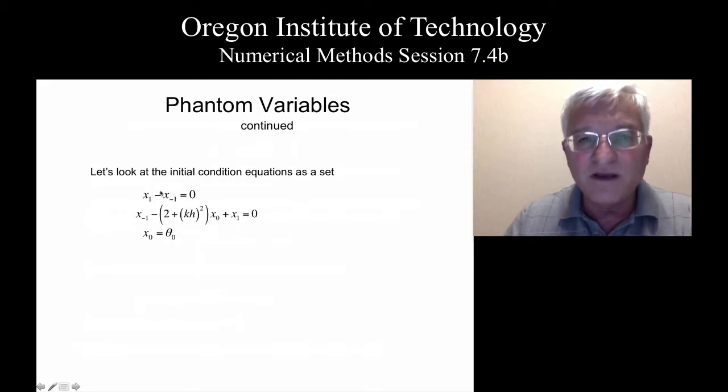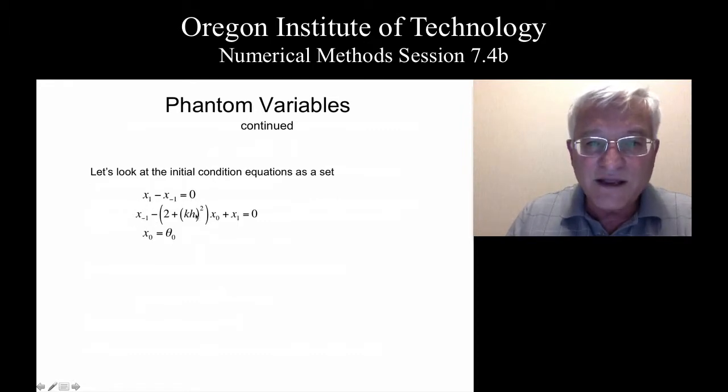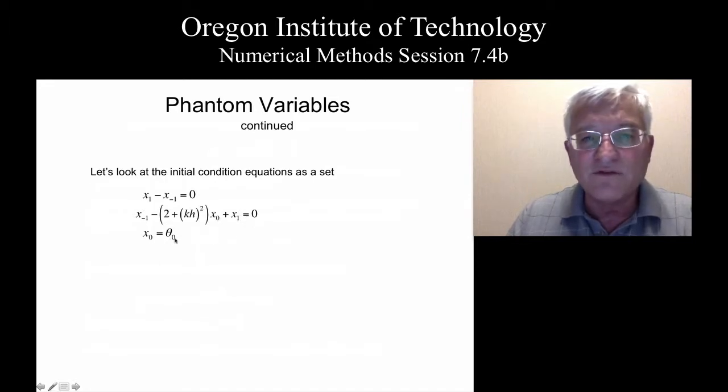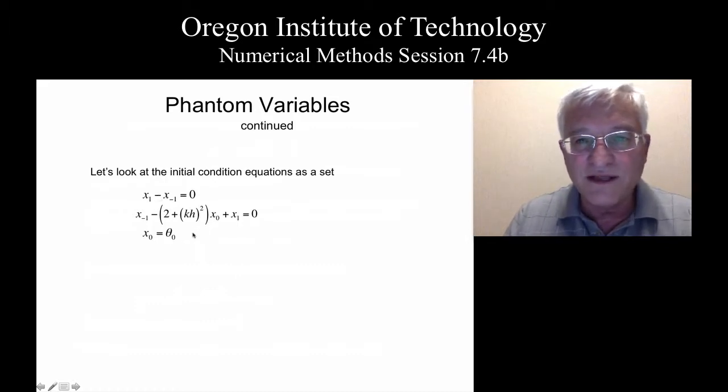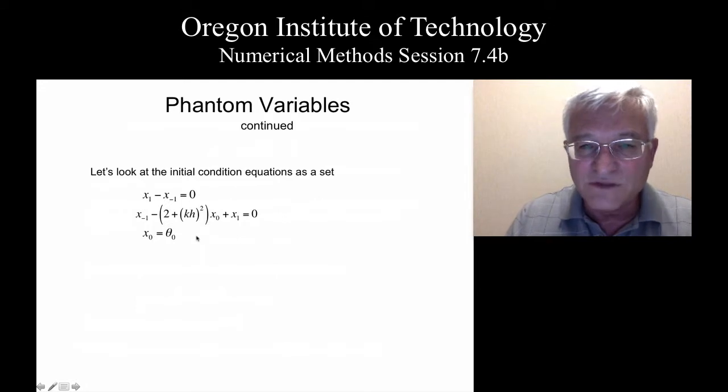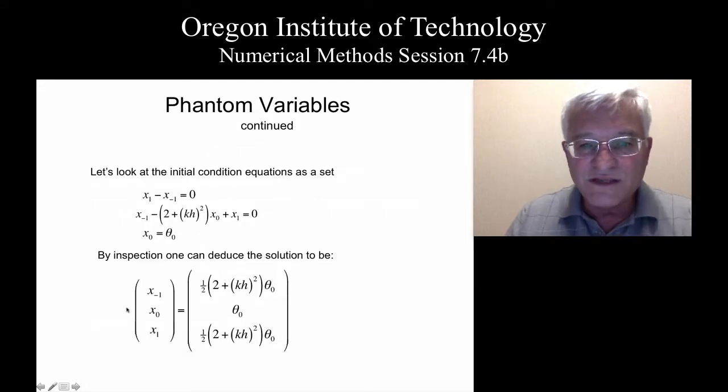This is just copying them from the previous page. So I have x1 minus x minus 1 equals 0. We have the second derivative at x0 must be equal to 0. And we have x0 itself is equal to theta 0. Now we could go through and do the linear algebra and find the solutions of all that, but that's really a Math 341 problem, so let's not. And I think when you see the solution, you'll see it's pretty obvious that has to be it.